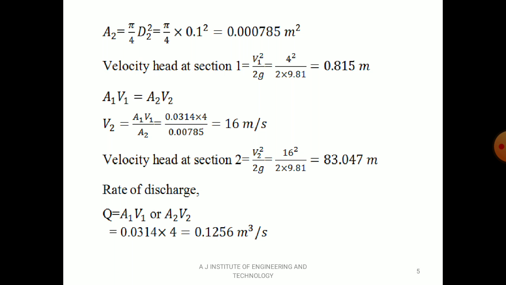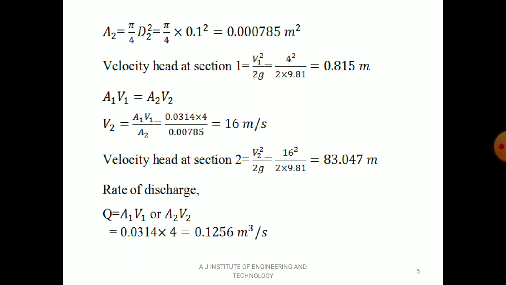Here also don't get confused about how to write the unit for Q. As I already told in dimensional analysis, it is a volumetric flow rate measured in meter cube per second. Otherwise you can determine the unit: the unit of area is meter square, into the velocity unit meter per second. So meter square into meter becomes meter cube per second.